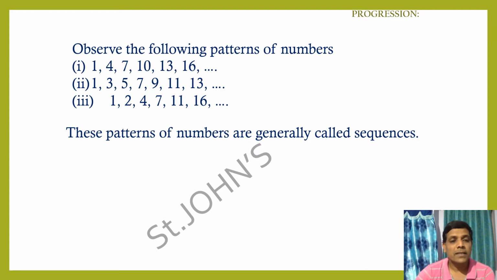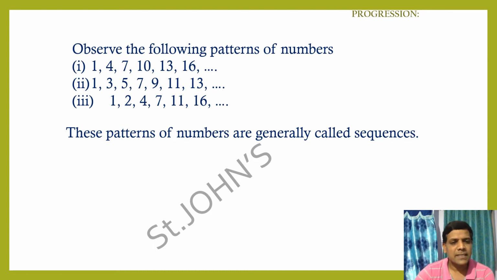Second sequence, 1, 3, 5, 7, 9, 11, 13 and so on. Now what do you observe in this case? The difference between two consecutive numbers is 2. 3 minus 1, 2; 5 minus 3, 2; 7 minus 5, 2; 9 minus 7, 2; 11 minus 9, 2; 13 minus 11, 2. Okay.